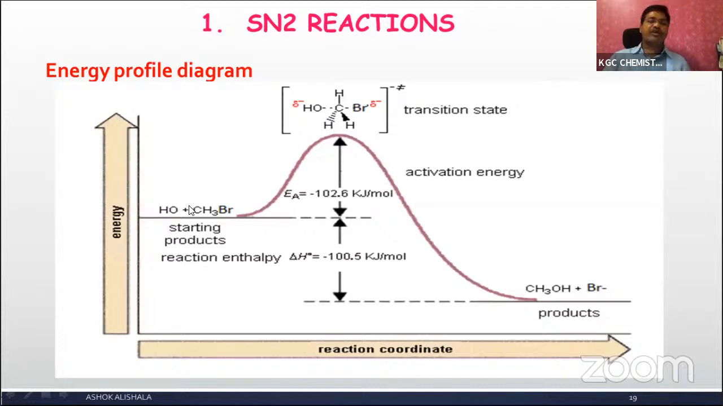And what happened? This OH, when it approaches this methyl bromide, then it is going to be here like this. And here this will be a transition state. It is higher in energy. And the activation energy of this compound is 102.6 kilojoules per mole. And then again the bromine will be lost, that is, bromine will be substituted by OH, then you will get the product. See, is it exothermic or endothermic?